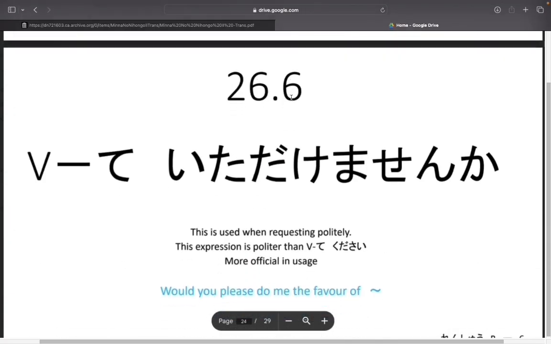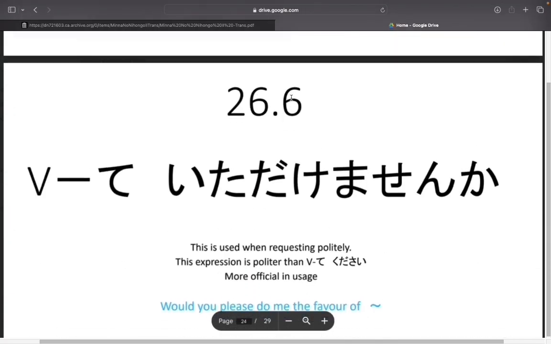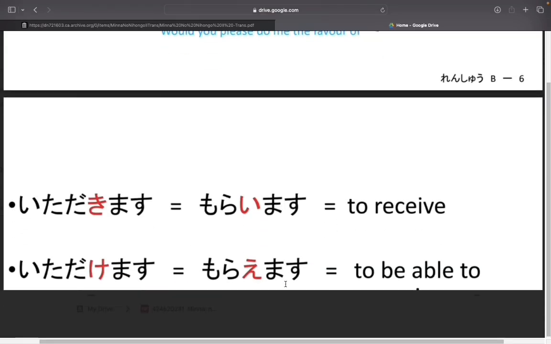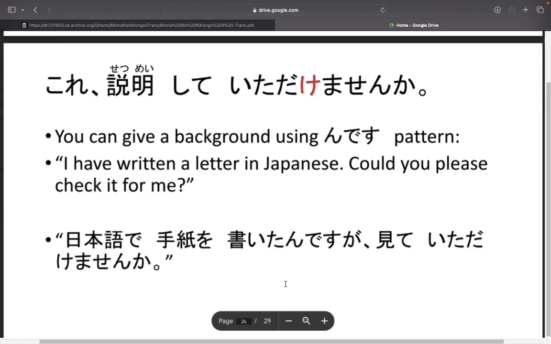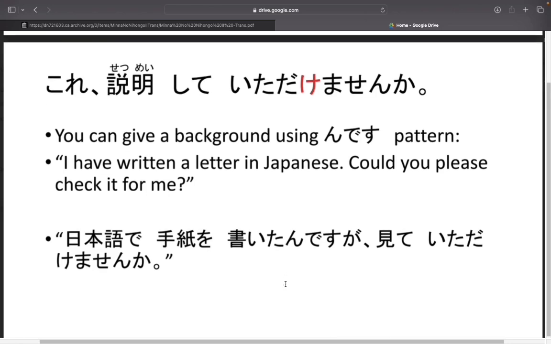Now, polite request pattern. ていただけませんか. This is used when requesting politely. This expression is politer than てください, more official in usage. Okay. Now, ていただけませんか means would you please do something for me? Example, これ説明していただけませんか? Okay. Could you please explain this?